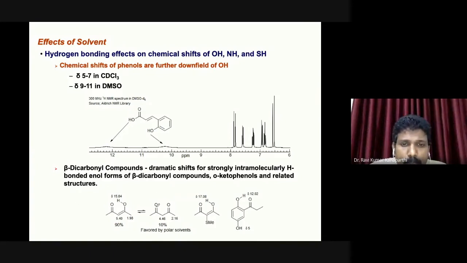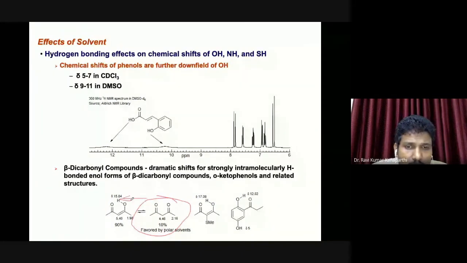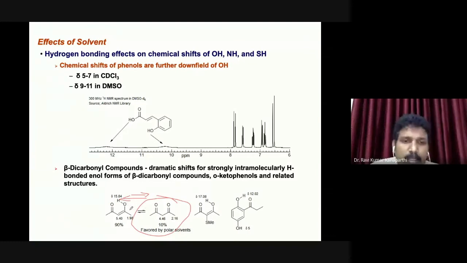One of the rare compounds is acetyl acetone. I'm sure most of you know that this is called acetyl acetone, and it can undergo keto-enol tautomerism. Acetyl acetone is usually present in both forms: a certain amount is present in the keto form, and a certain amount in the enol form. That depends. So an equilibrium exists between both of them.